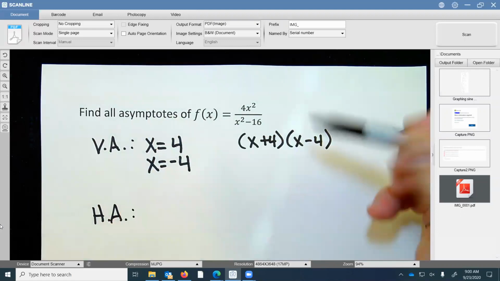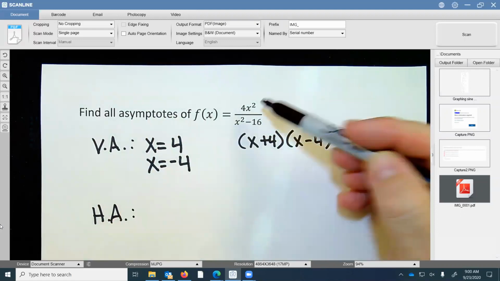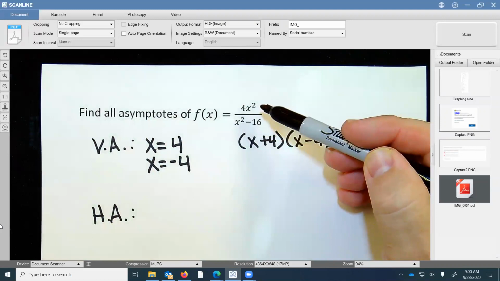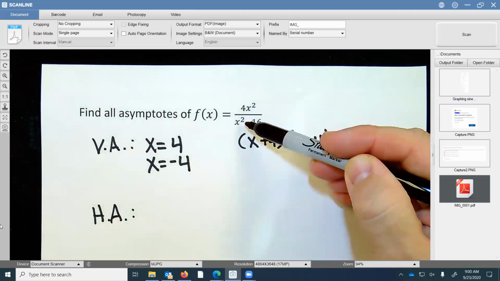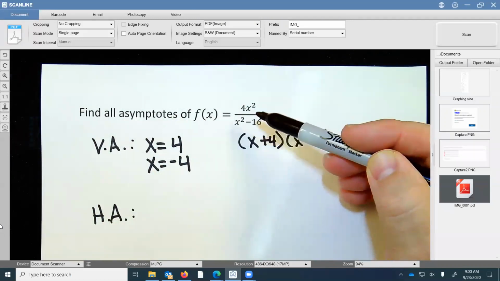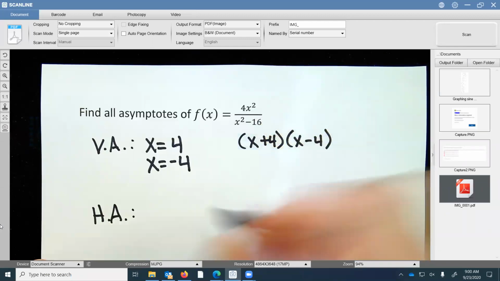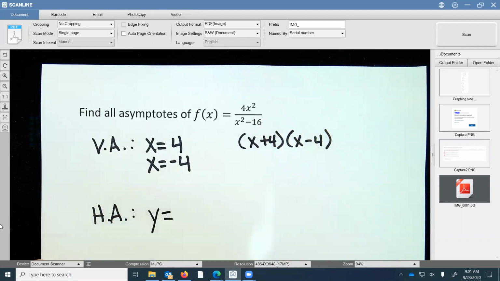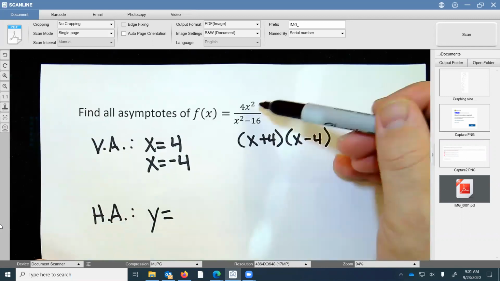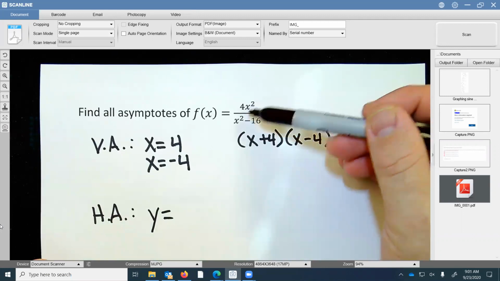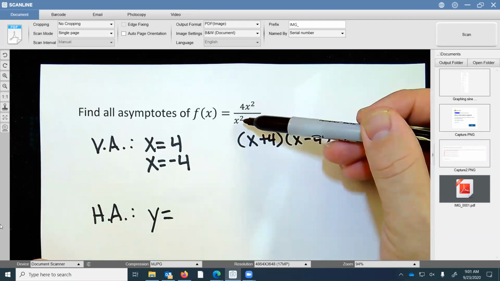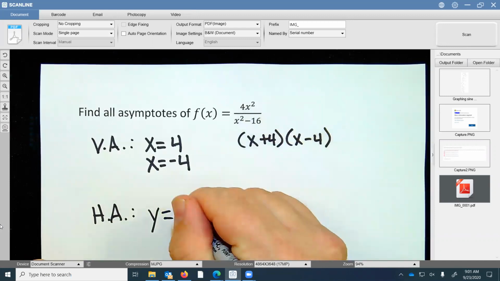Now for my horizontal asymptotes, what's the degree of the numerator? What's the degree of the denominator? 2. They're both 2. So they're the same. So the horizontal asymptote is the ratio of the leading coefficients. What's the leading coefficient in the numerator? What's the leading coefficient in the denominator? 1. 4 over 1 is 4.